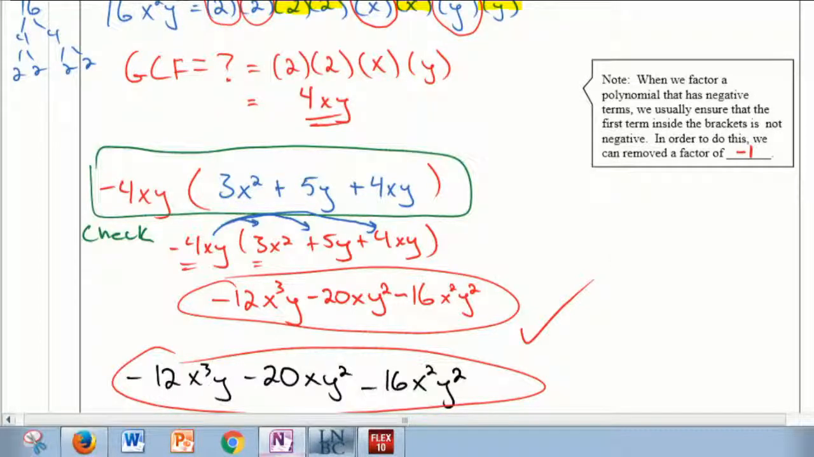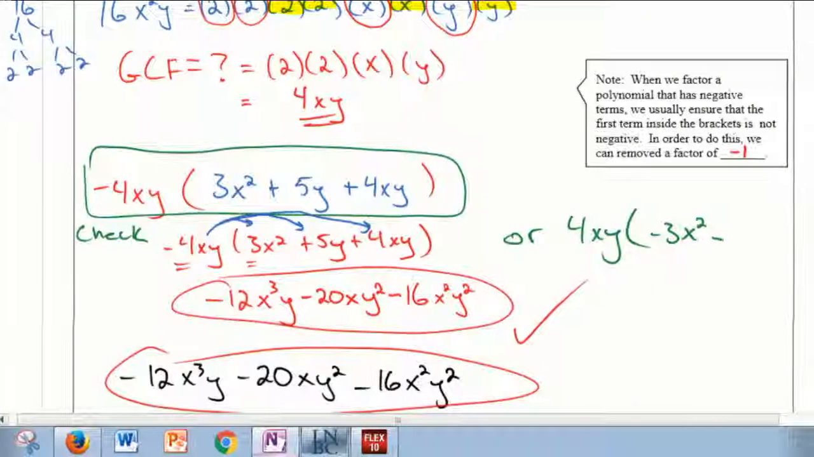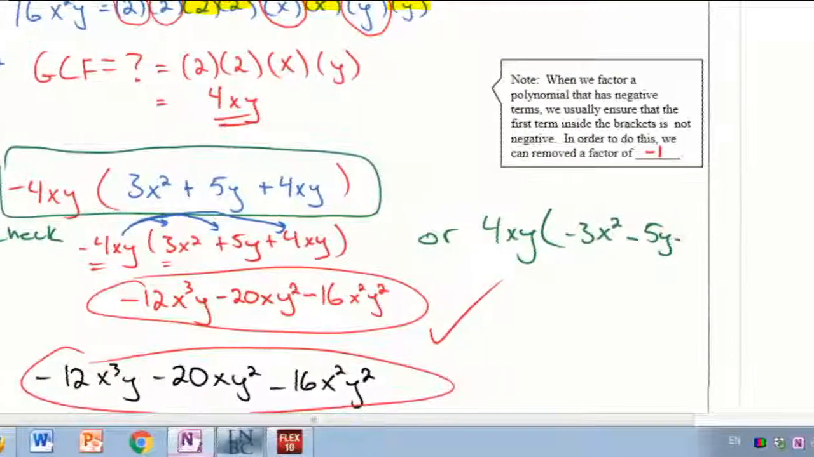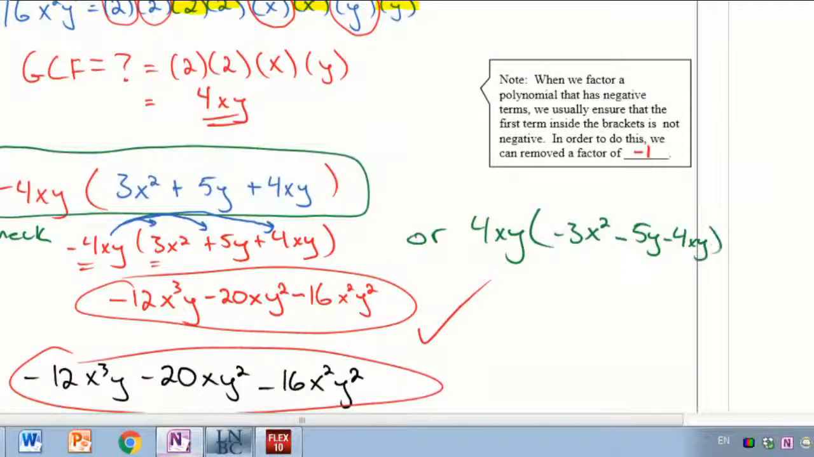You probably could have ended up with 4xy on the outside, -3x squared, minus 5y minus 4xy.